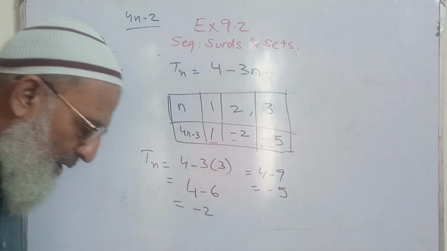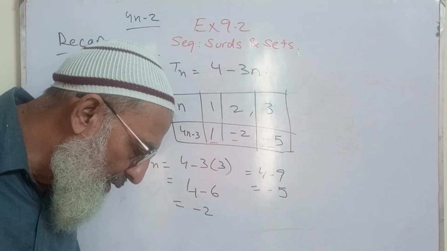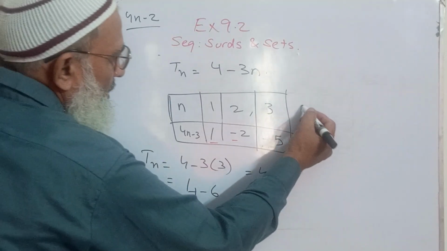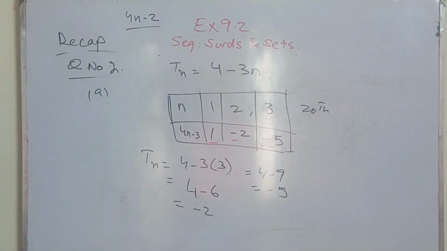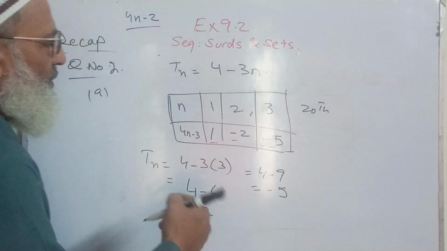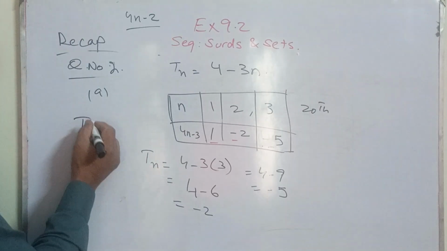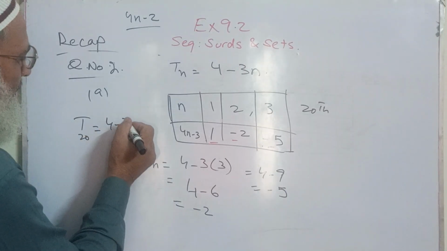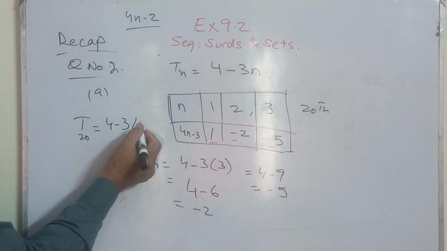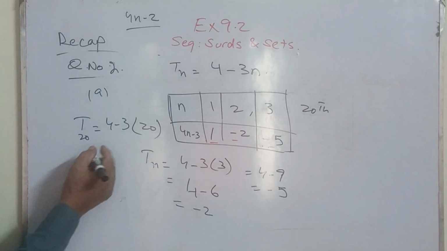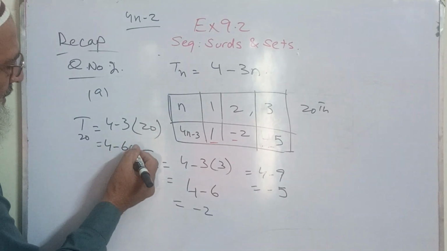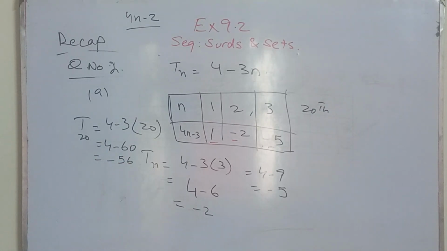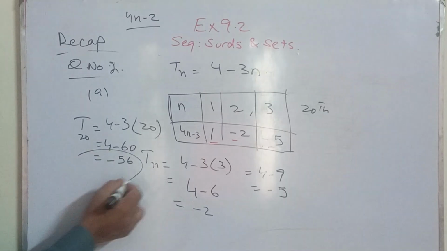Okay. Now what about the 20th term? We also have to find the 20th term. Now here you can write 20th term. That means n is 20 over here. So 4 minus 3 multiplied by 20. So it is equal to 4 minus 60. So it will become minus 56. Our 20th term is minus 56.